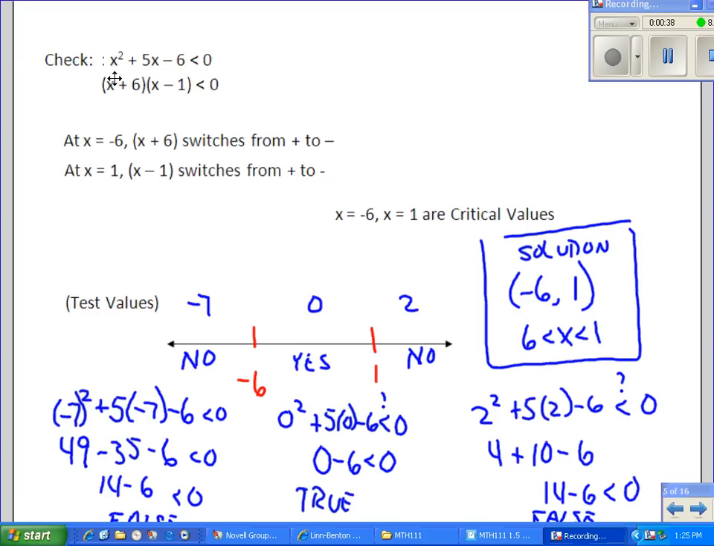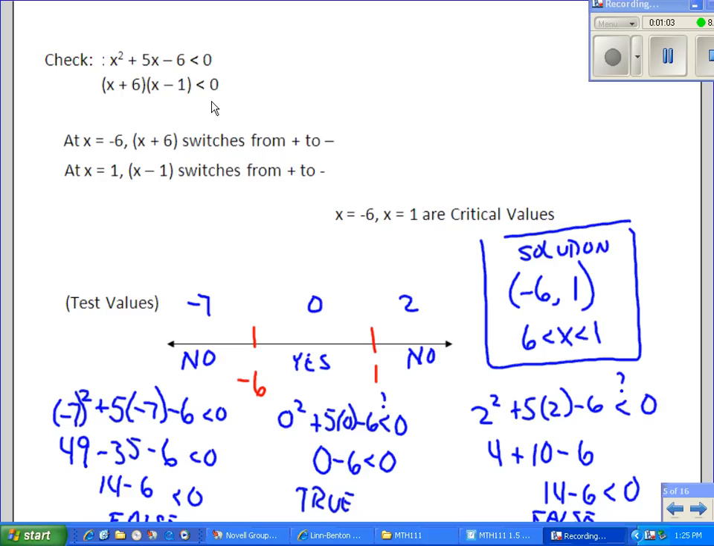Okay, what we're going to start with is looking at a quadratic inequality. x squared plus 5x subtract 6 is less than 0. And this is one that factors nicely to (x plus 6)(x subtract 1) is less than 0. Now if it was simply equal to 0, we could solve this and say x equals negative 6 and x equals 1. But this is an inequality. We want to know when the value of the function is less than 0. So something to think about.